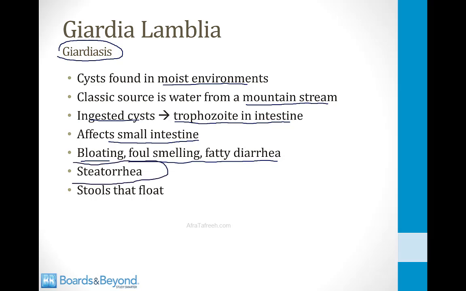This is called steatorrhea, and steatorrhea classically gives you stools that float. It's very unusual for your stools to float. You may not like to think about that, but usually you probably notice that they sink to the bottom of the bowl. Not if you have a Giardia infection and not if you have steatorrhea.